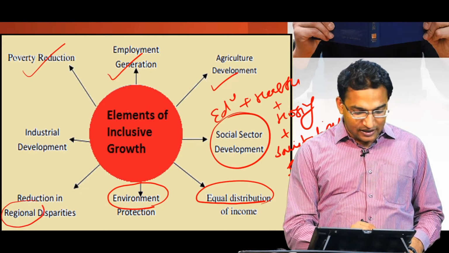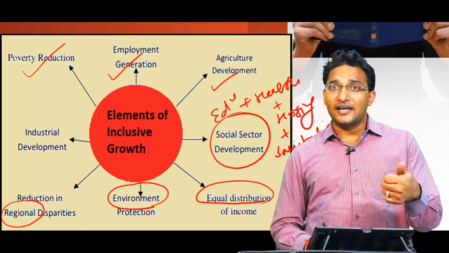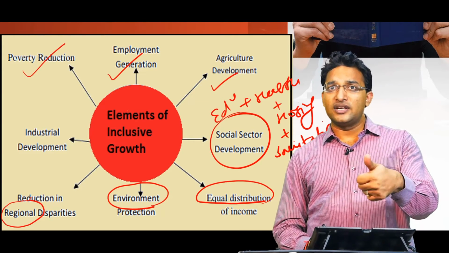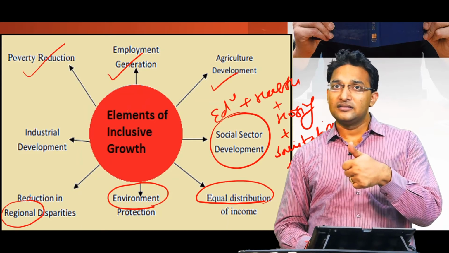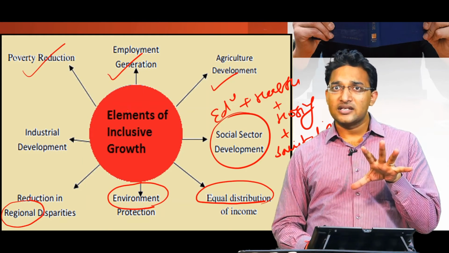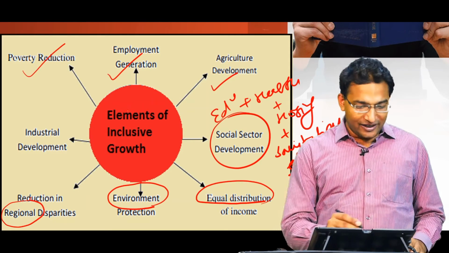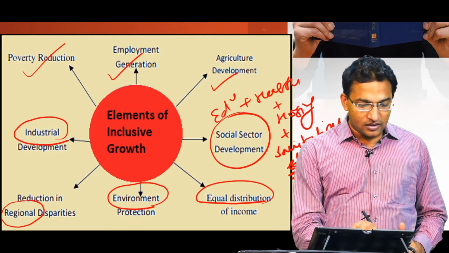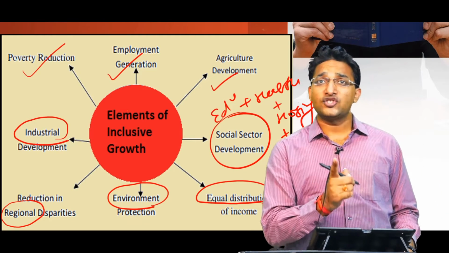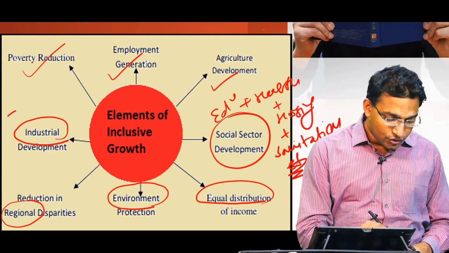Reduction in regional disparities, again taking care of rural areas, slum areas, northeast India, tribal areas, all these areas, when they are taken care of, then it is inclusive growth. And finally, industrial development. Why industrial development? Because industrial development provides jobs. Also, it leads to infrastructure generation. So this is how we can achieve good inclusive growth.